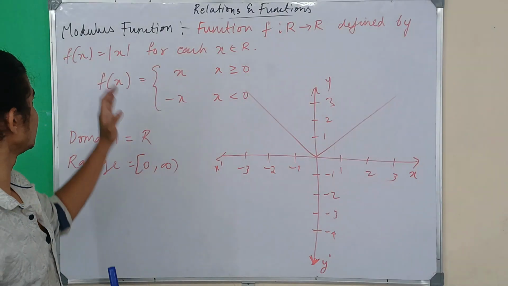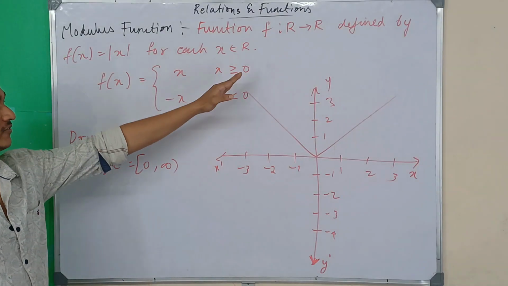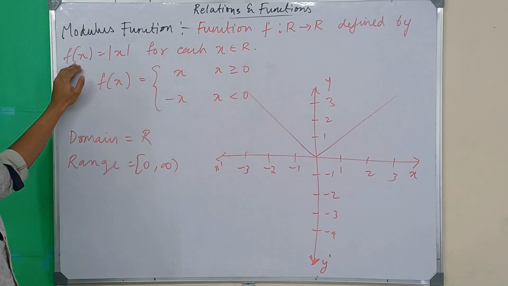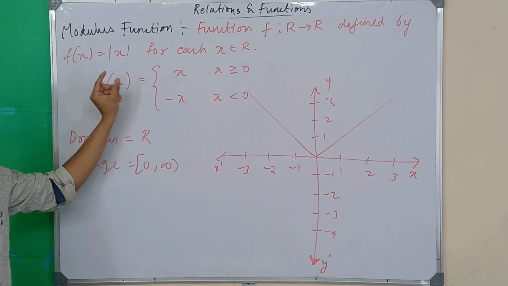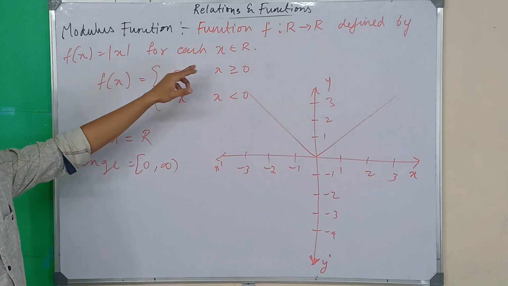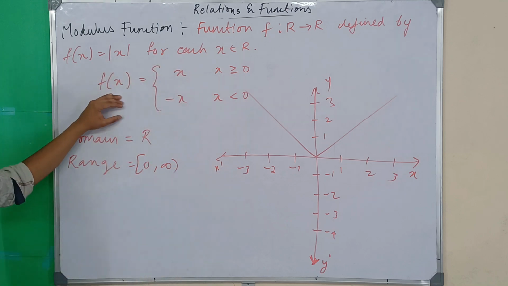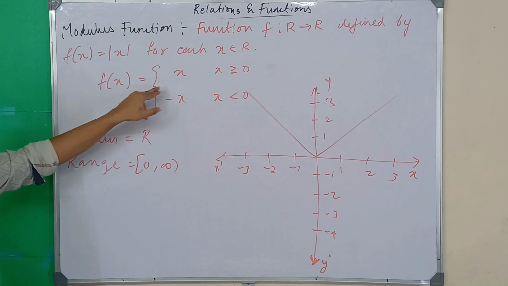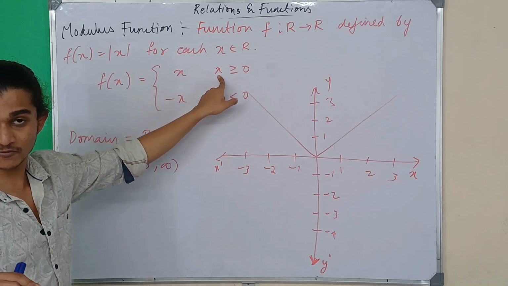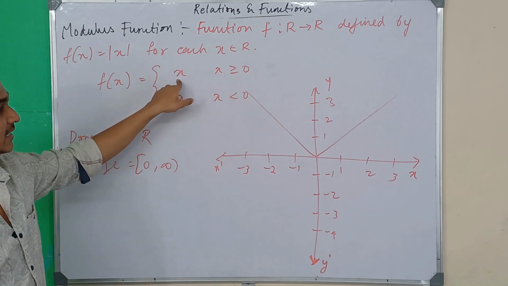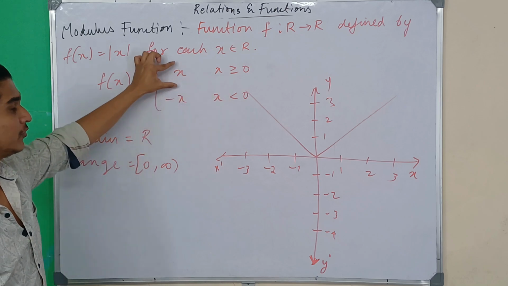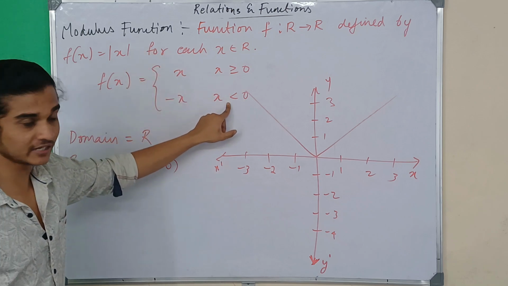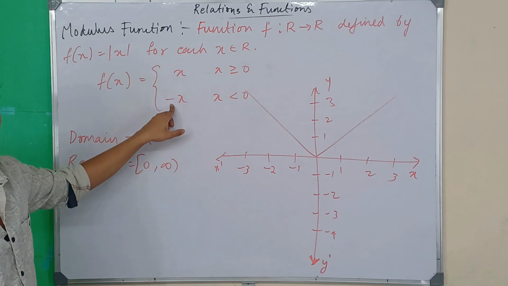The next type of function, modulus function. A function f from R to R defined by f of x equal to mod x. We write this with two bars, which you read as mod x, for each x belonging to real numbers. So this is how the function is defined. f of x equal to x if the number you're putting is positive, you're going to retain it as it is. If it is greater than or equal to 0, you're going to retain it as it is. And if it is a negative number, we're going to convert it into a positive number.